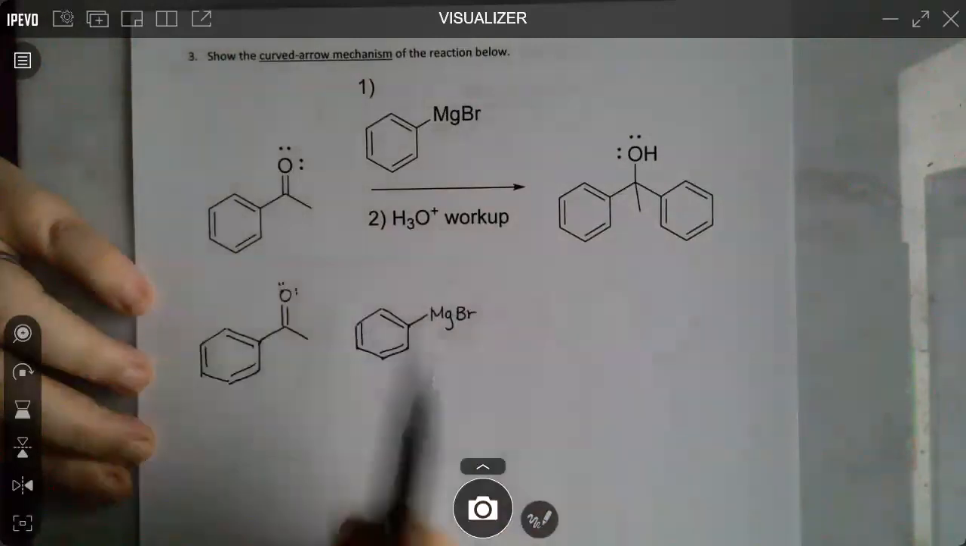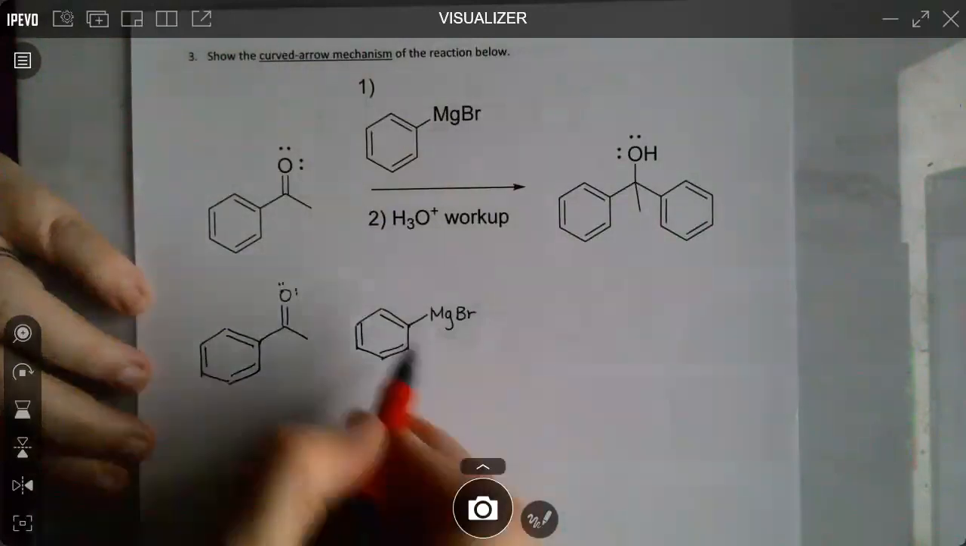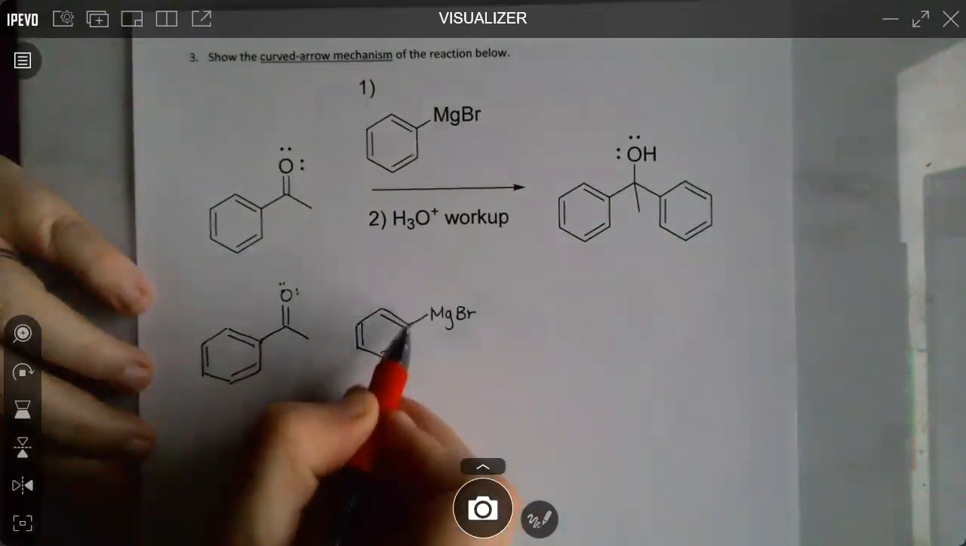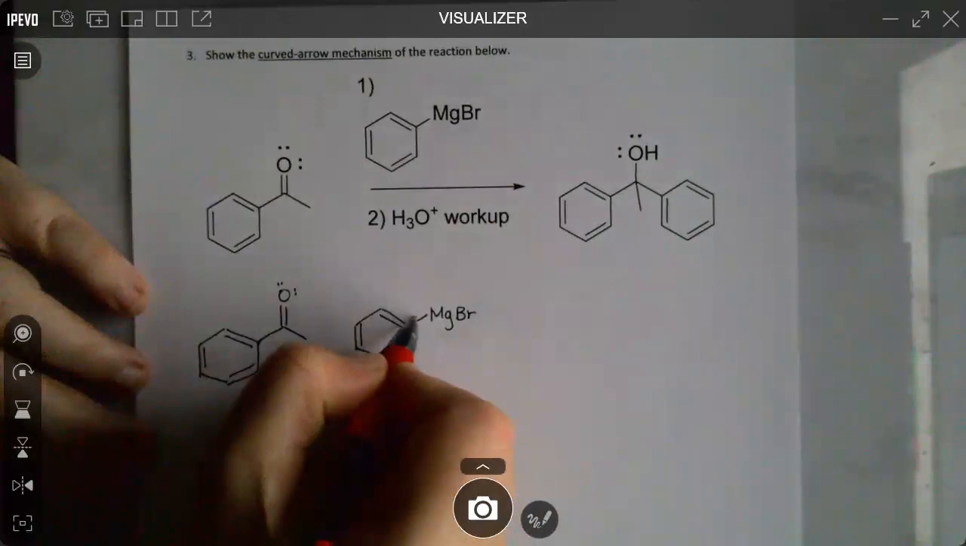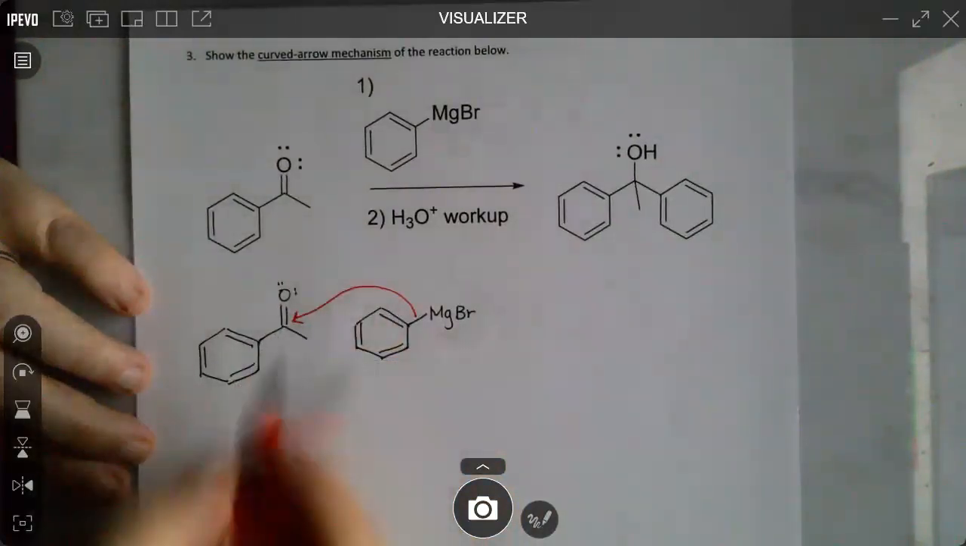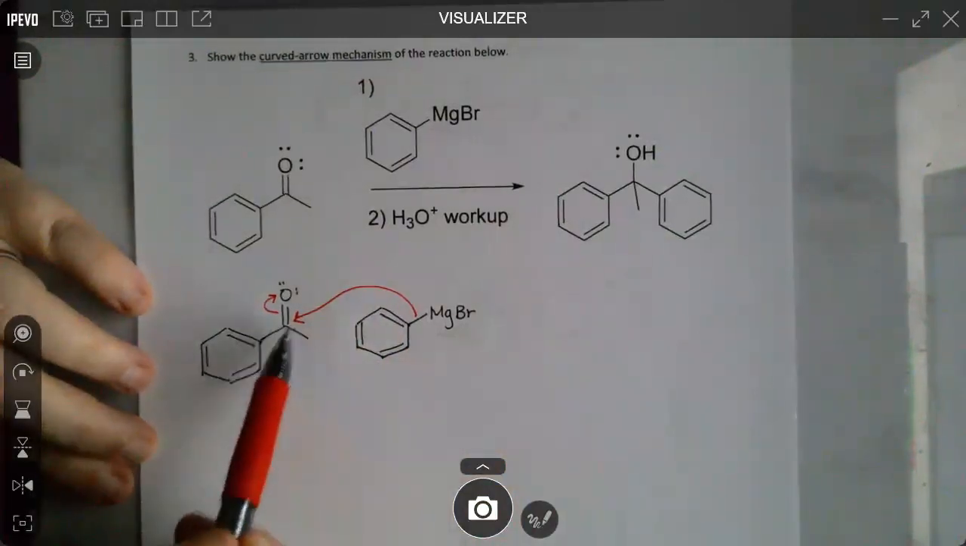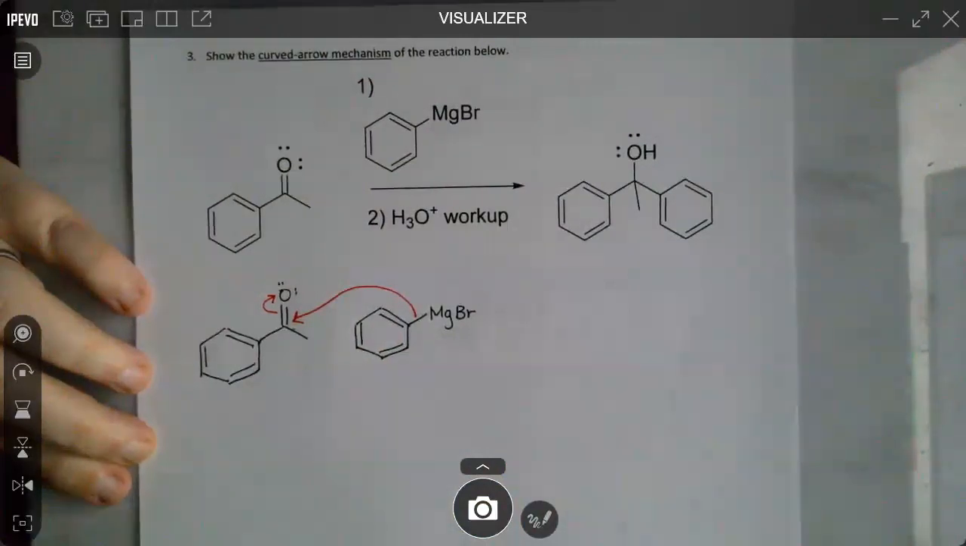Remember that the carbon here is both nucleophilic and basic. So these electrons, which primarily reside around this carbon, are nucleophilic and they can attack the electrophilic carbonyl carbon. And we need to show a resonance arrow to avoid exceeding the octet on that carbon.